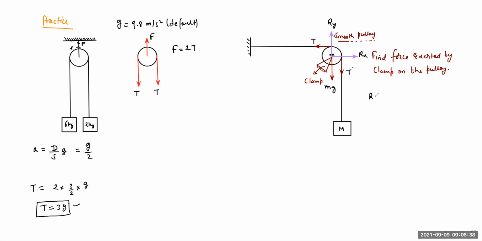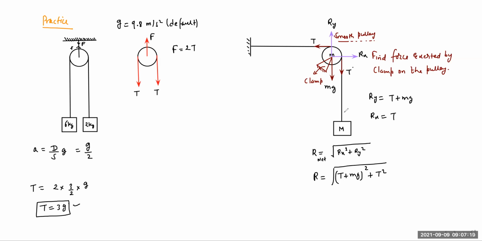And then we can say that Ry is nothing but T plus mg, and Rx is nothing but just T. So the net force by the clamp will be how much? The net will be under root of Rx square plus Ry square, and we have done all this in vector, isn't it? So R is equal to, we can write, T plus small mg whole square, plus T square.